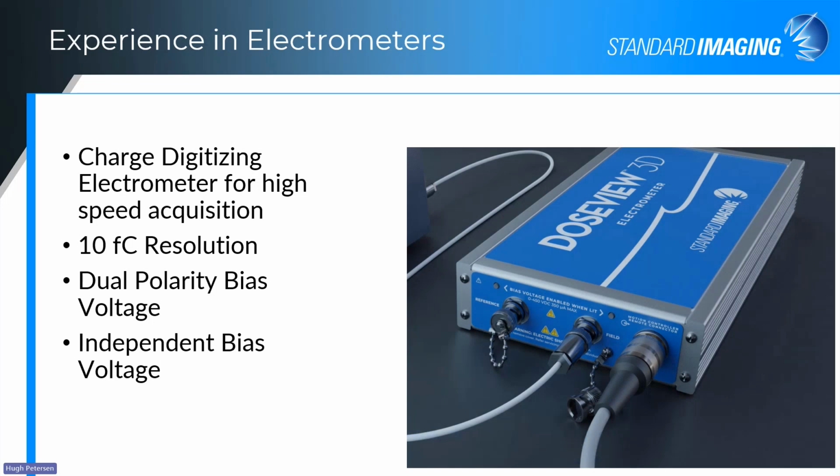It's a charge digitizing electrometer, so it gives you that high-speed acquisition for high-speed scanning. It's got a 10 femtocoulomb resolution, dual polarity bias voltages and independent bias voltages. So if you want to use a detector such as a diode or our scintillation detector, which doesn't use bias, you can have that off on the field detector, and the reference, if you're just using an ion chamber for the reference, you can have bias on that. So those are independent that way.